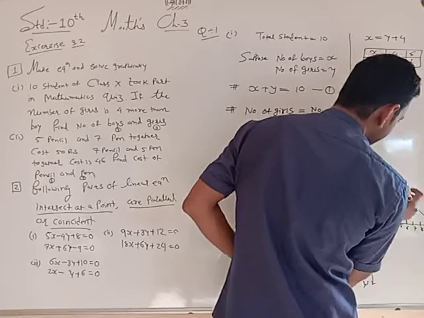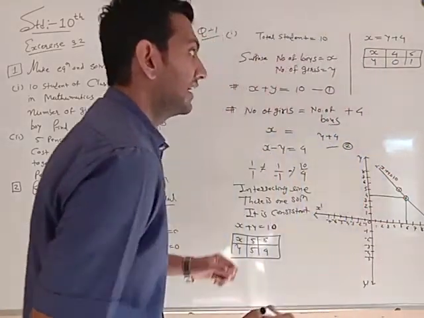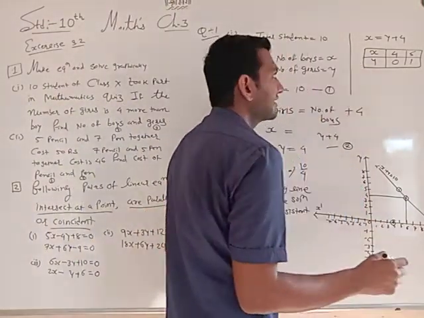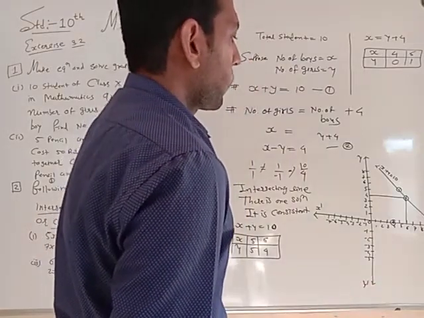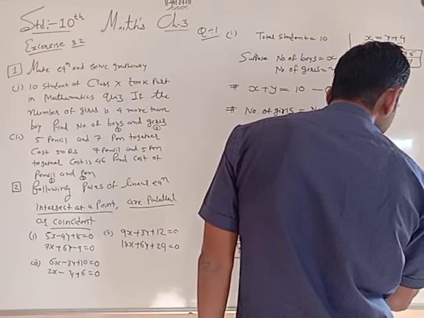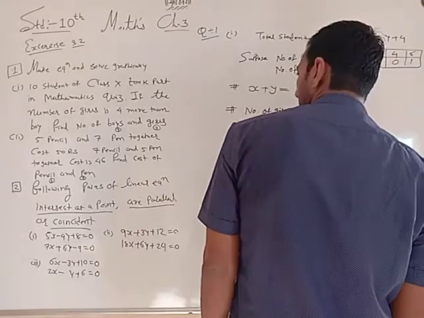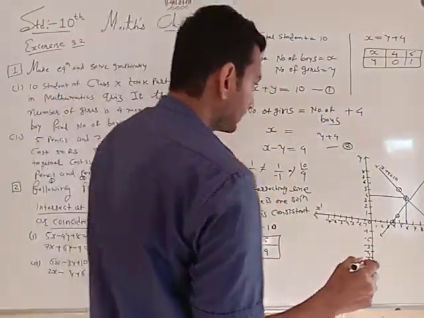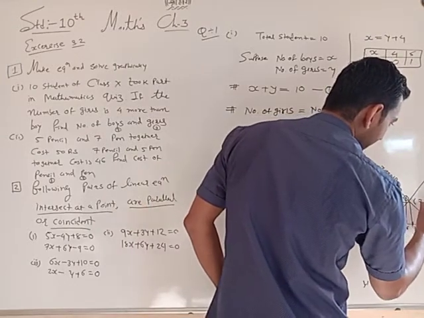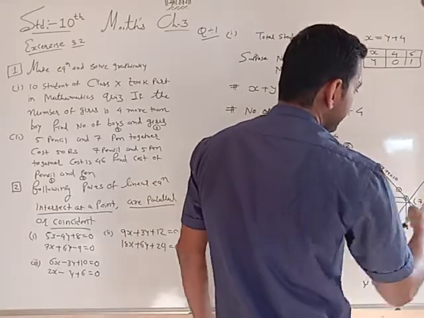So I find a line, and what is the line? x plus y is equal to 10. For the second, x is equal to 4, y is equal to 0 means the point is on the x axis. The second one is 5 and 1, so it is here. So my answer is 7 and 3. The intersecting point is 7 and 3.